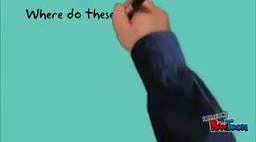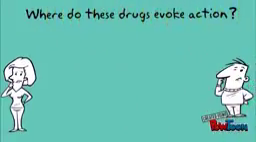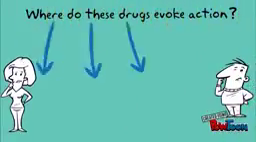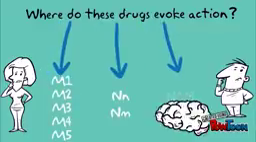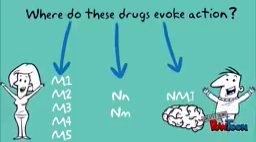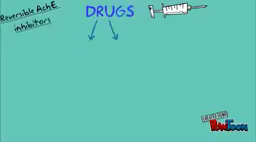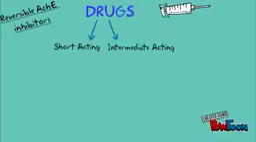Where do these drugs evoke their action? These drugs can provoke a response at all cholinergic receptors in the body, including both muscarinic and nicotinic receptors in the autonomic nervous system, as well as the neuromuscular junction in the brain. Drugs of this class are classified as short-acting or intermediate-acting.